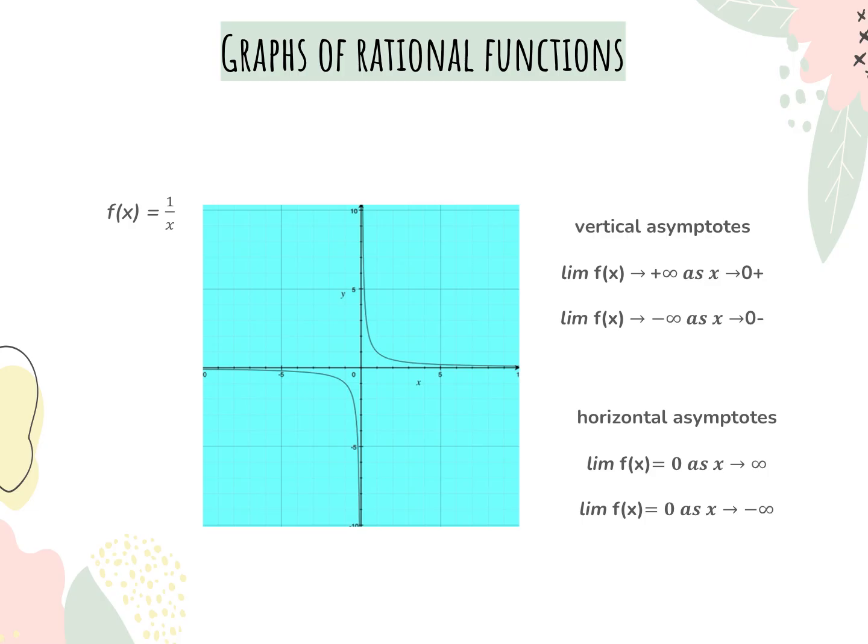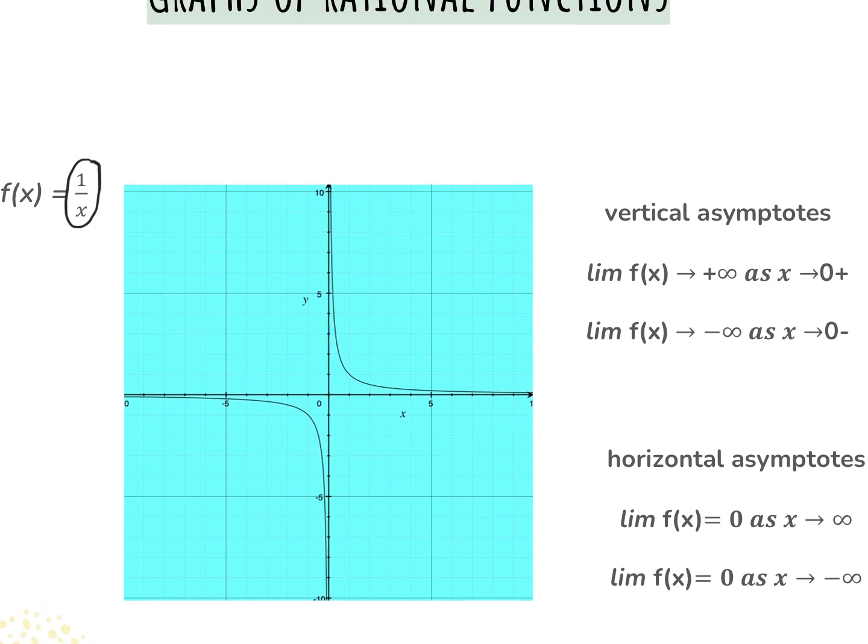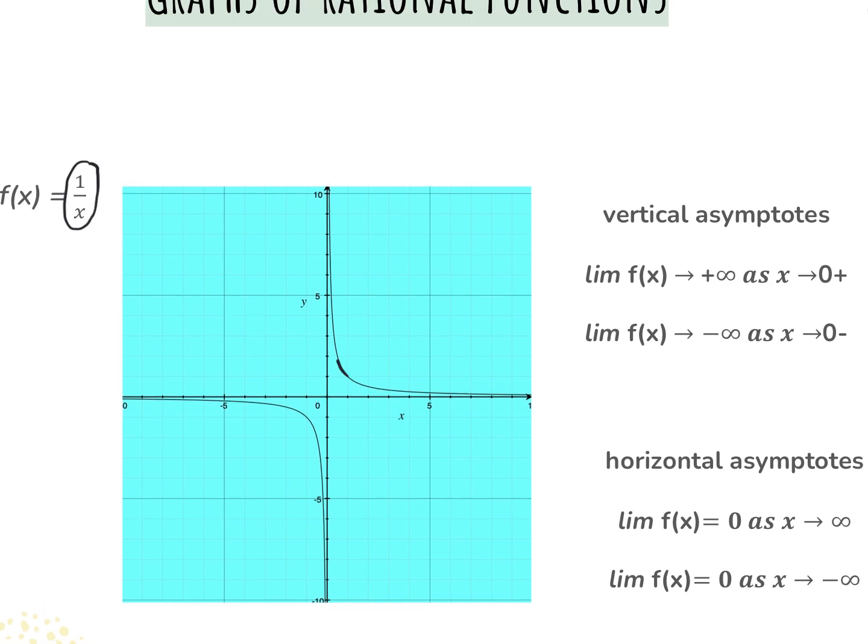So you have a fraction, and you have x in the denominator, or any variable. This is probably as basic as a rational function will get, and this is what the graph looks like. Kind of a strange shape that you maybe haven't seen before.